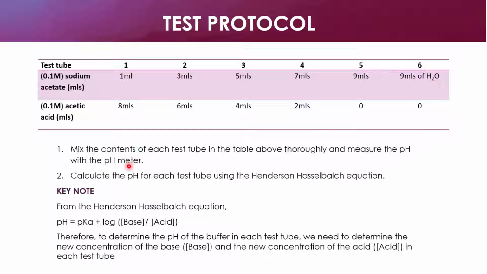When we are done mixing this, we calculate the pH for each test tube using the Henderson-Hasselbalch equation. What you have to note is that from the Henderson-Hasselbalch equation, pH is given as pKa plus log of the concentration of the base divided by the concentration of the acid. Therefore, to determine the pH of the buffer in each test tube, we need to determine the new concentration of the base and the new concentration of the acid in each test tube.